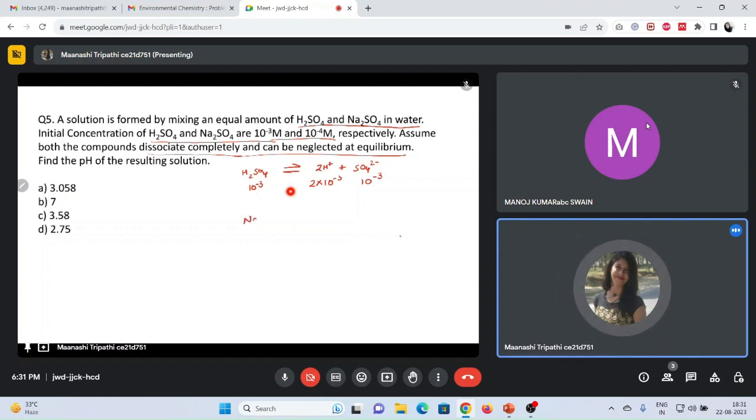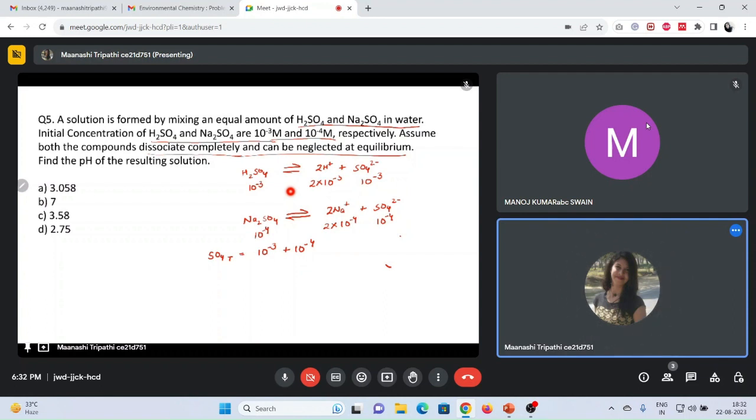When we solve for Na2SO4, since it is dissociating completely, this is what we get: 2 Na plus and SO4 2 negative. This is 10 raised to power minus 4. So we get 2 into 10 raised to power minus 4 for sodium, and 10 raised to power minus 4 for sulfate. Based on this, how much sulfate total do we have? 10 raised to power minus 3 plus 10 raised to power minus 4.